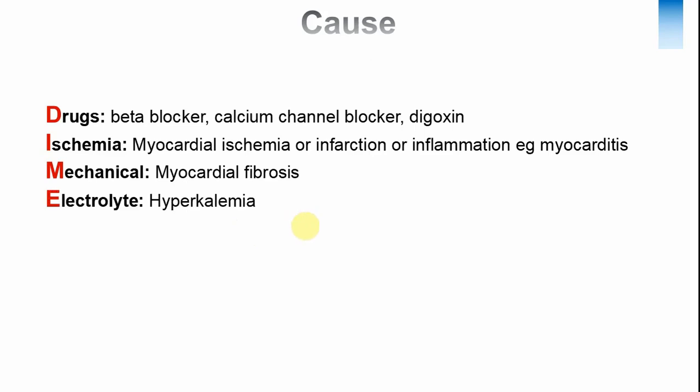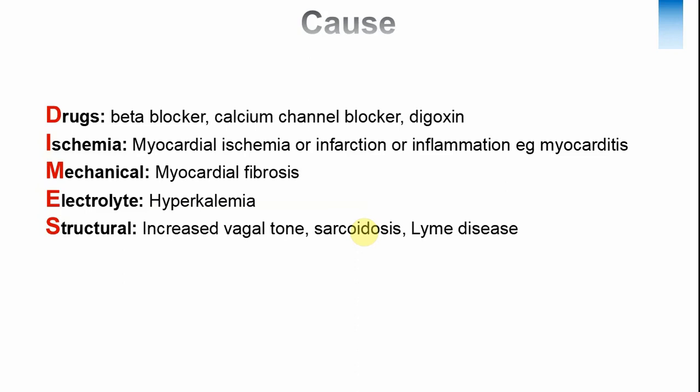A common electrolyte abnormality is hyperkalemia. They can cause complete heart block. They can cause prolonged QTc. They can cause a lot of abnormal things. We need to keep an eye on the electrolytes if we find a complete heart block.